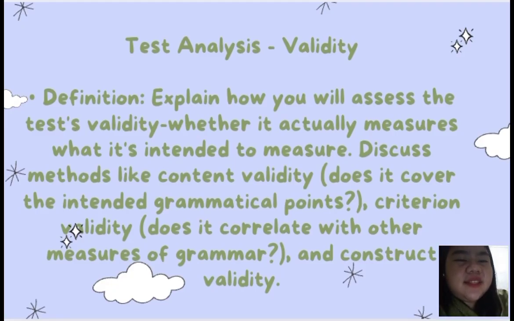Validity means the test actually measures what it is meant to measure. We assess different types of validity. First, content validity. Does it cover the intended grammatical points? Second, criterion validity. Does it correlate with other measures of grammar? And lastly, construct validity. Does it measure the intended underlying skill?